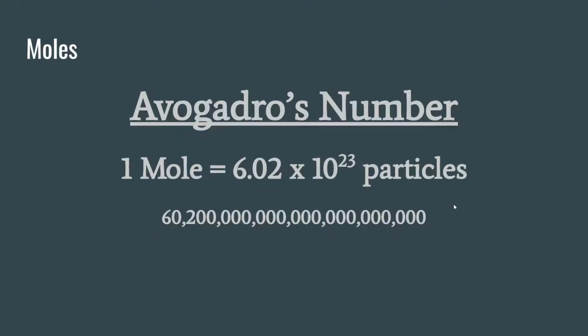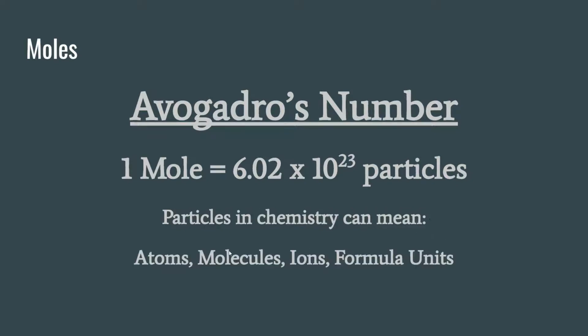And we now call this number Avogadro's number. So Avogadro's number is the 6.02 times 10 to the 23rd particles, and that's equal to 1 mole. And this is a huge number because particles are so small. And when I say particles, we're talking about things like atoms or molecules, ions, formula units. We can't see these individually, so we're going to have to mass them out instead.